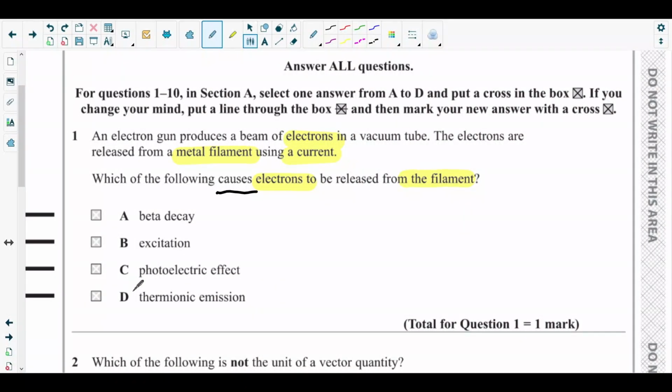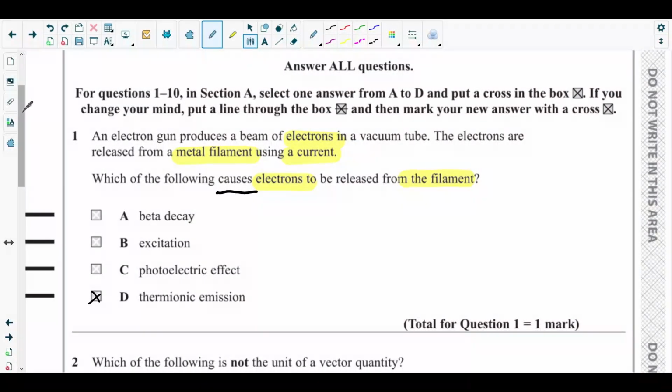So the answer is D, which is thermionic emission. Why thermionic emission? Because as PD is applied to the metal filament, it is getting heated up. It is gaining thermal energy, so it will excite the electrons, and it will discharge the electrons as the electrons gain a work function amount of energy. That's it. So D is the only possible answer.